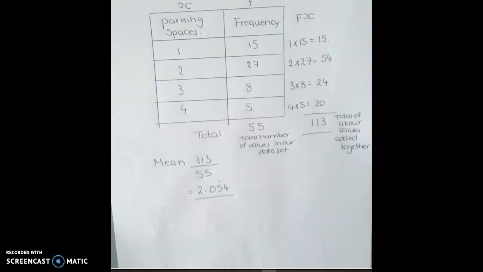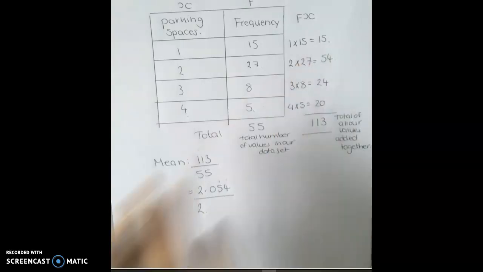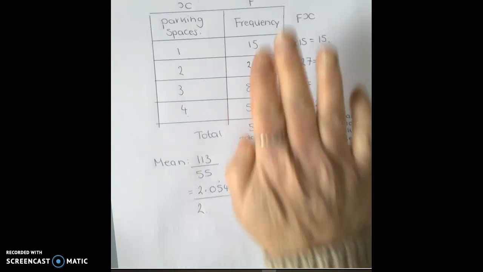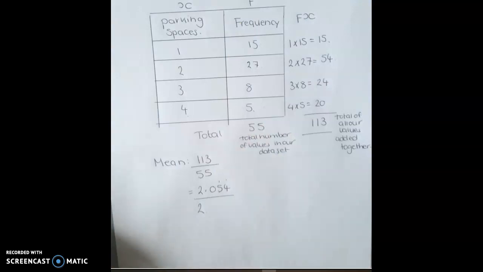So in this case, you can't really have a decimal or a fraction of a parking space, so it would be 2. So if you look at our parking spaces data, 2 would fit in with what we have in our table. So that would be the mean.